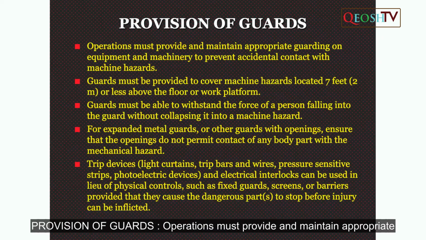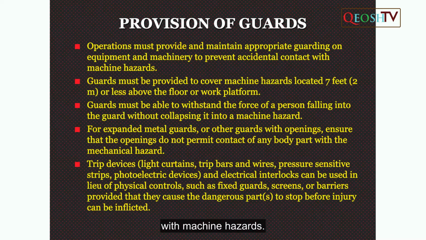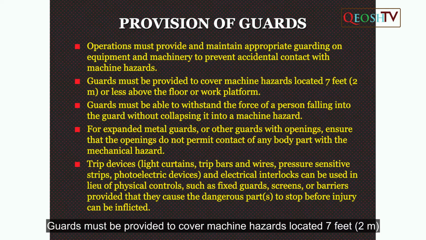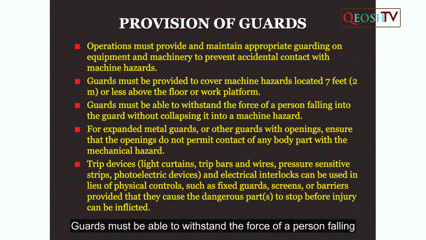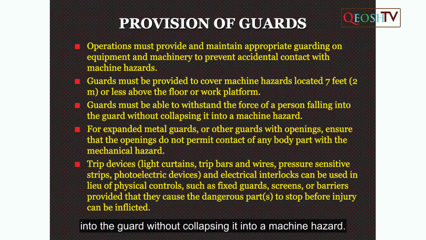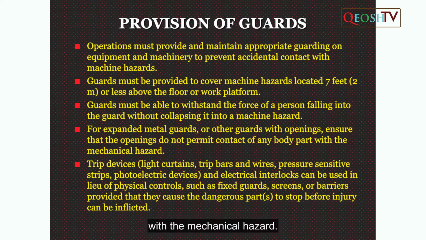Provision of guards. Operations must provide and maintain appropriate guarding on equipment and machinery to prevent accidental contact with machine hazards. Guards must be provided to cover machine hazards located 7 feet, 2 meters, or less above the floor or work platform. Guards must be able to withstand the force of a person falling into the guard without collapsing it into a machine hazard. For expanded metal guards, or other guards with openings, ensure that the openings do not permit contact of any body part with the mechanical hazard.